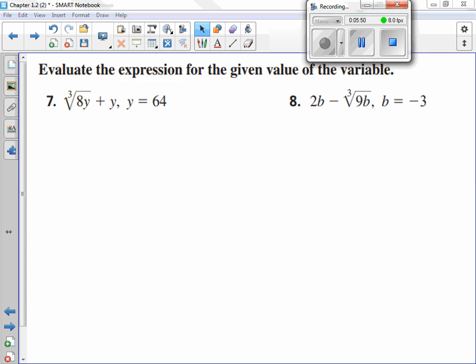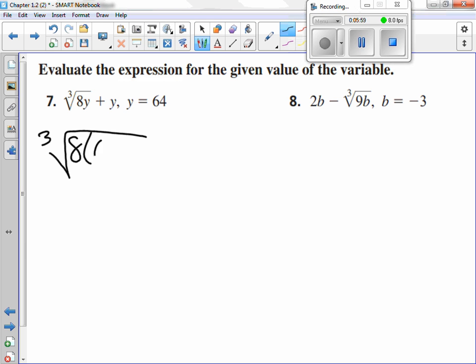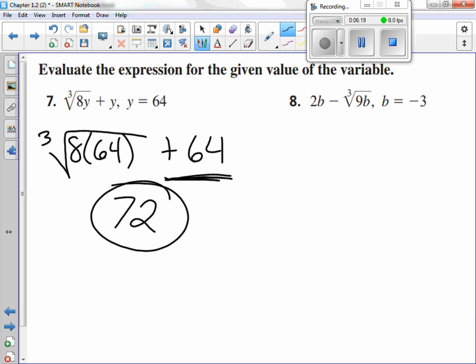All right, so our 2 problems here, hopefully you went on and paused them, worked them out, got your answer. So when we work these out, for number 7 we're going to plug 64 in for y. So we're going to have 8 times 64 plus 64. Now make sure you have this plus 64, this part here, outside of the cubed root, outside of that radical. It needs to be on the outside, otherwise you're going to get the wrong answer. Now when you plug all this in, you should get that the answer is 72. And that's our answer.